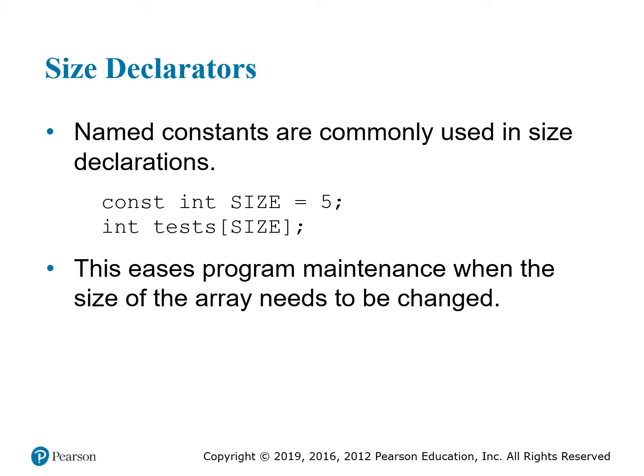It's common to use named constants in defining the size declarator. We can say const int size equals 5, and then int tests[size], and that just pulls in the 5 that we declared for size. As we keep going through this presentation, we'll see why that is useful: we can keep referring to size over and over as we access this array of tests. If we need to change how many test scores a student has, or how many students we're taking test scores for, we can just change this one line in the program and everything else falls into place.